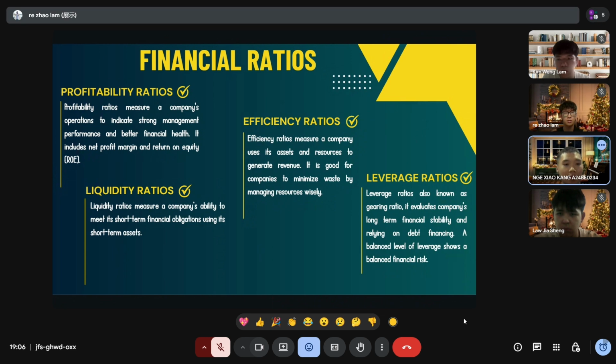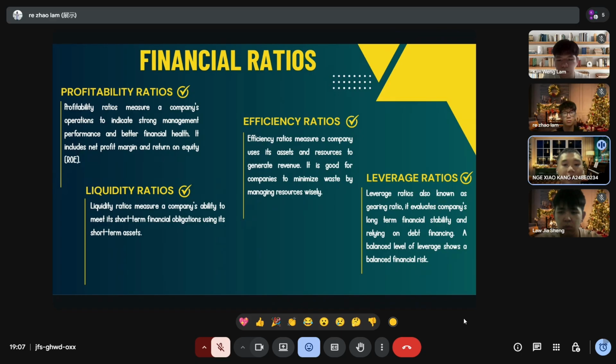Okay, there are four financial ratios. The profitability ratio measures a company's operation, and indicates strong management performance and better financial health. These include net profit margin and return on equity. For the second one, the liquidity ratio measures a company's ability to meet its short-term financial obligations using its short-term assets. For the third one, the efficiency ratio measures how a company uses its assets and resources to generate revenue. It's good for companies to minimize risks by managing resources wisely.